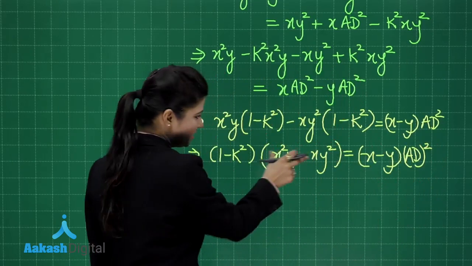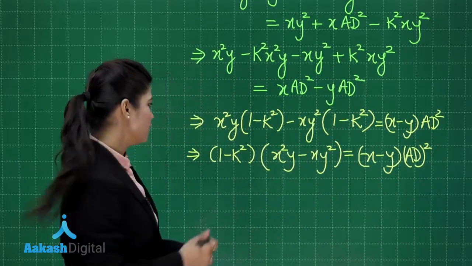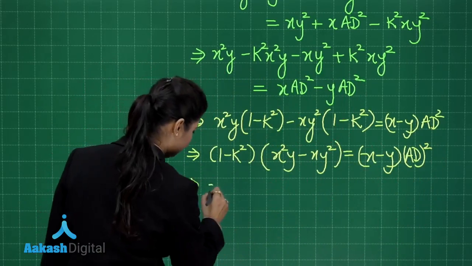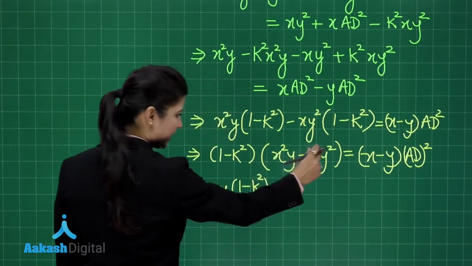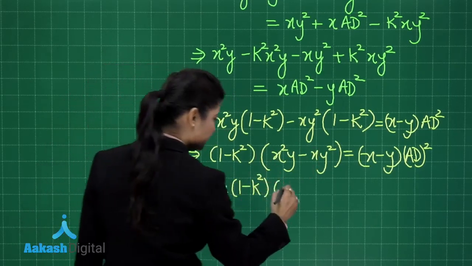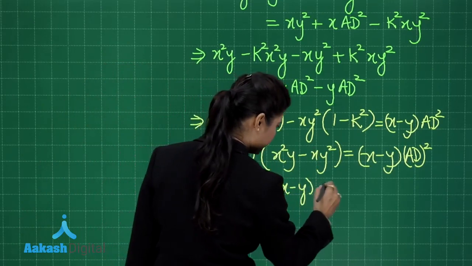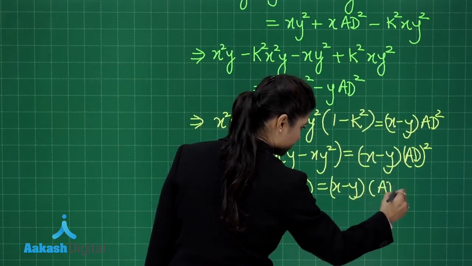Alright, now from these both terms, easily we can take x into y as common, right? So that is the common part. So again, we take xy common. We have xy common from this bracket, and 1 minus k square was already taken out as common. We are left out here with x minus y equal to x minus y into AD square.